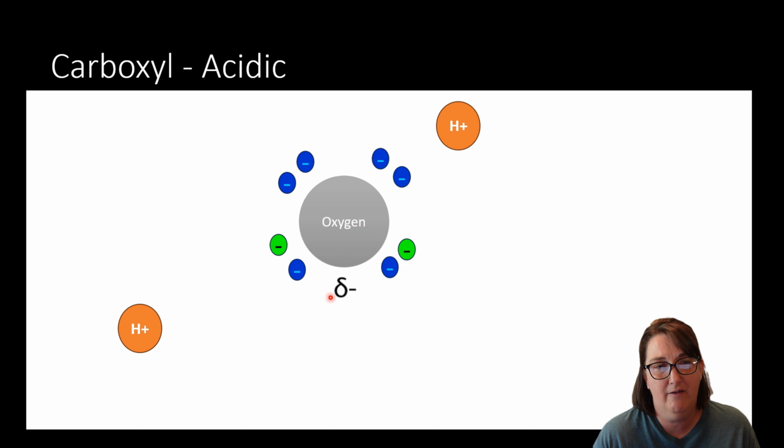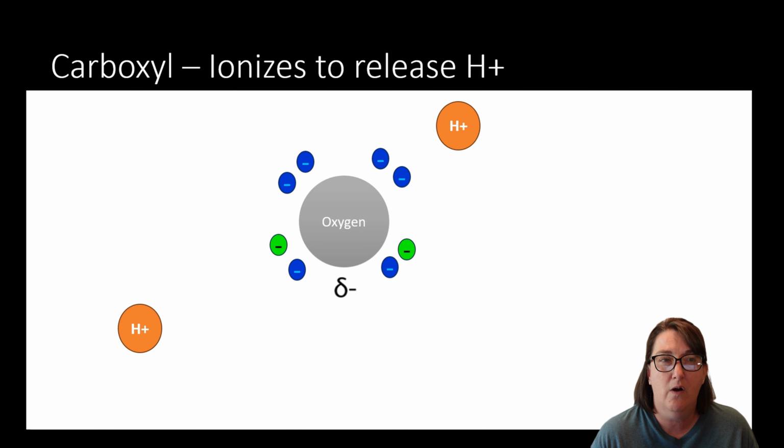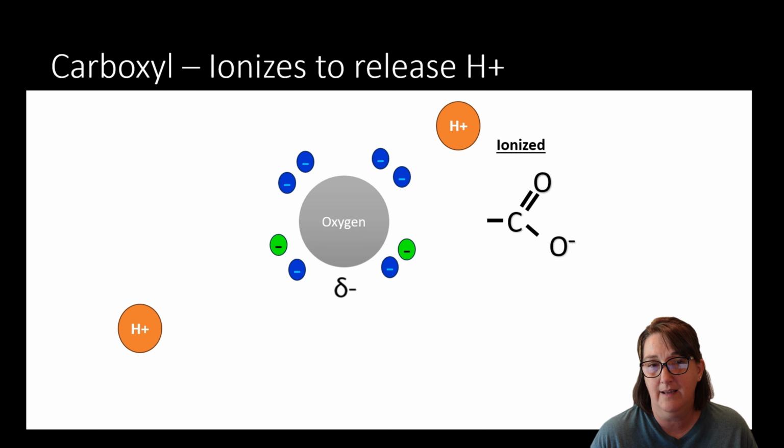So now I'm going to have a charge on oxygen. Hydrogen protons are going to be floating around in my solution. So it's what we say ionizes to release hydrogen protons. An ion has a different number of electrons. So oxygen has pulled those electrons, it's been ionized, and it's going to release these hydrogen protons, which changes my pH. So if it's ionized, I can show it like this.